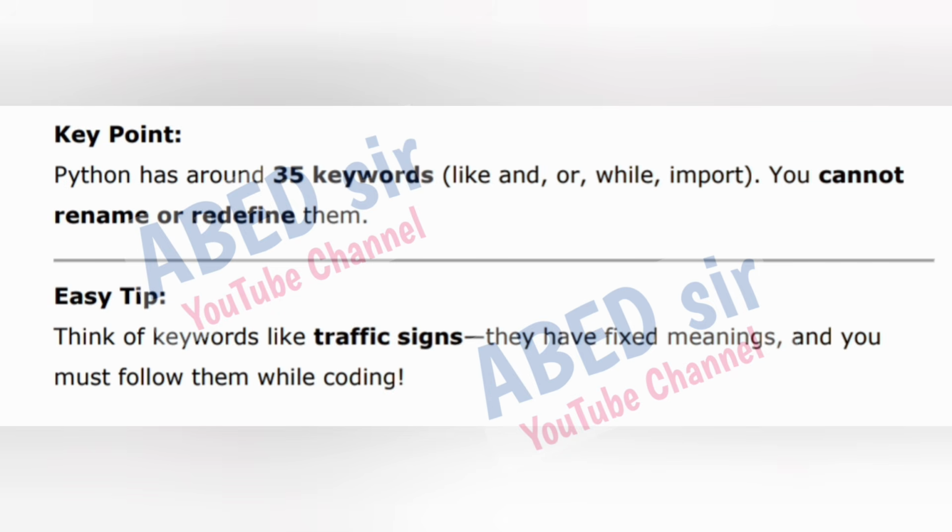Key point. Python has around 35 keywords, like and, or, while, import. You cannot rename or redefine them. Easy tip. Think of keywords like traffic signs, they have fixed meanings, and you must follow them while coding.